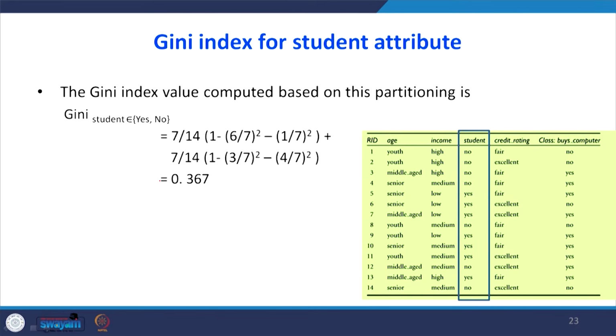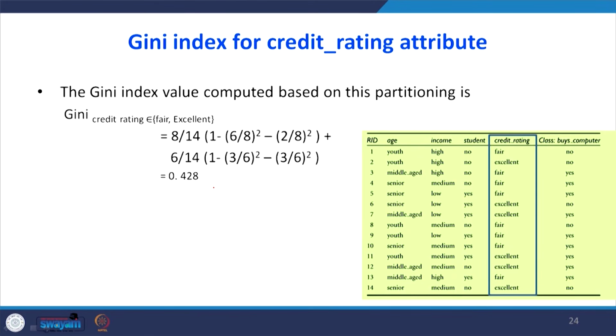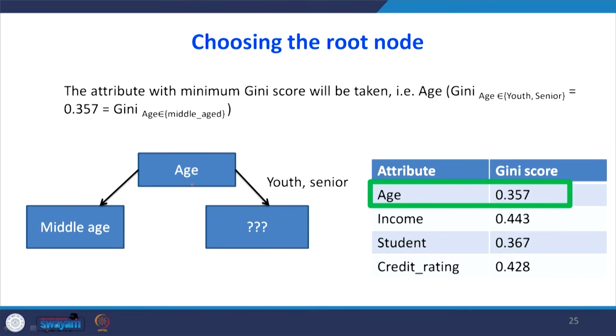Similarly, we will take another attribute, that attribute is student. For the student attribute also, when you find the Gini index it is 0.367. The next attribute is the credit rating. For this the Gini index is 0.428.